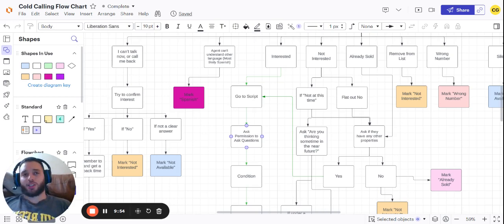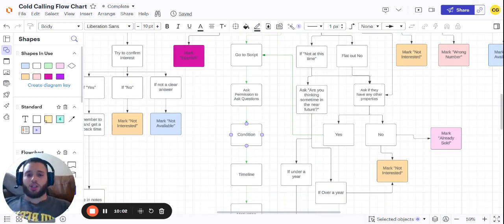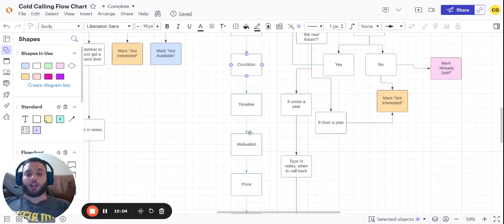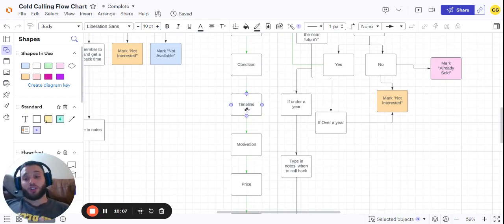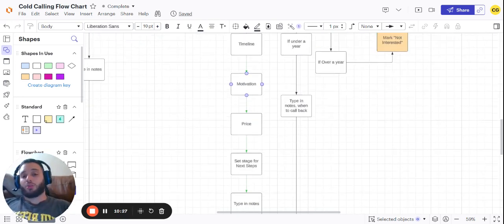So it's our basic, okay, well, do you mind if I ask you a few questions about the house? If they want to sell their house, they'll be like, yeah. Then you ask them about the condition. Okay, what's the house look like? Timeline. A really good question that I found out the other day was, okay, assuming we were able to agree on price, when would you be looking to move forward? Or assuming we were able to agree on price, we typically close in 30 days. Is that okay with you, or would you need more time? Then motivation. What's making you want to sell? And then price. How much are you wanting for the house?